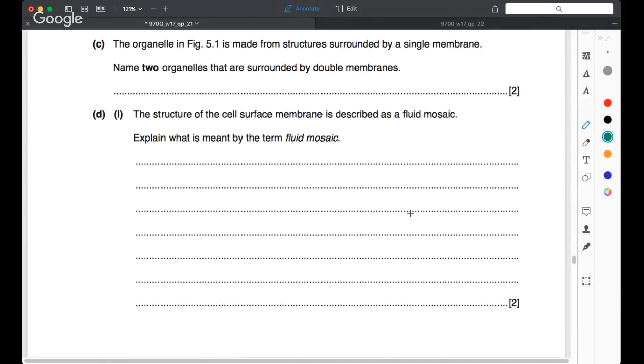Chloroplast, mitochondria. Good. Any others? Nucleus. Good. Those are the three. You choose two. Excellent.